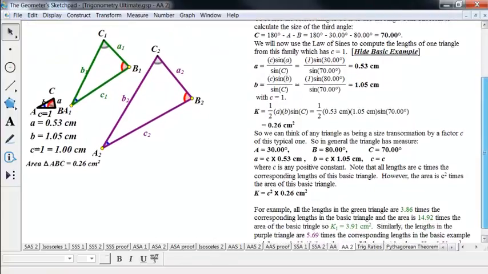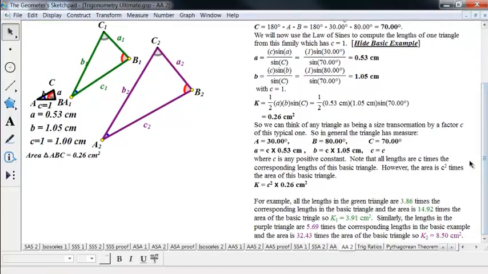To finish our solving, we need to find the area, and it turns out, of course, that the area is C squared times the area of this basic triangle. So we take the area that we found for that basic one, multiply by C squared, and that gives you the area of this triangle with these measurements here. But notice that C is a variable length.